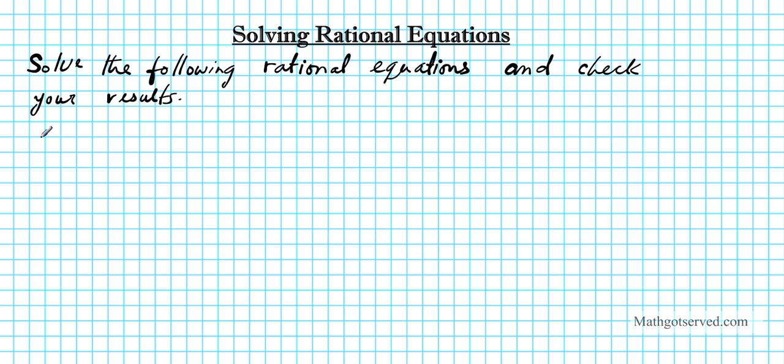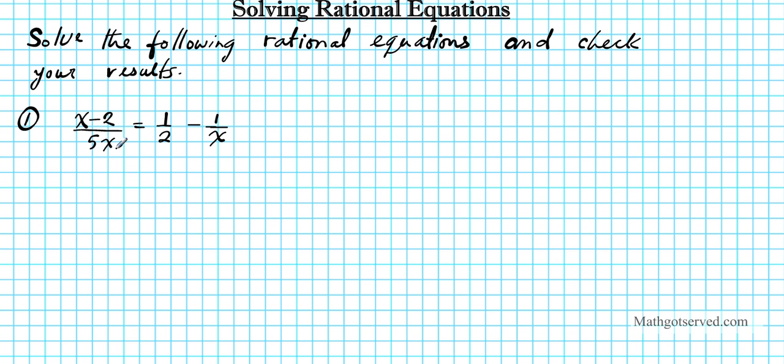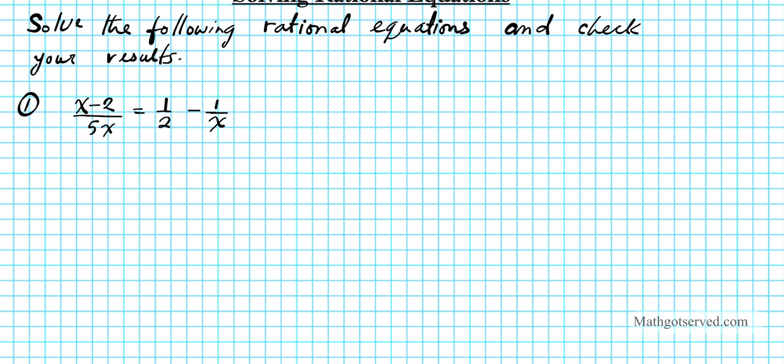All right. So number one, let's consider the problem (x minus 2) over 5x equals 1 over 2 minus 1 over x. Okay, so first thing we want to do is find the LCD, make all the denominators common, and then we'll go ahead and eliminate that. So in order to find the LCD, we're going to factor all the denominators, okay? So we can see the factors that overlap.